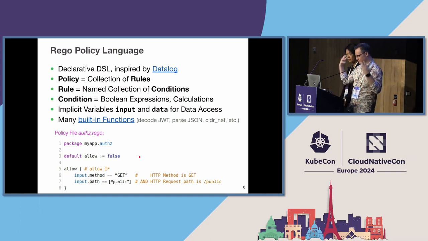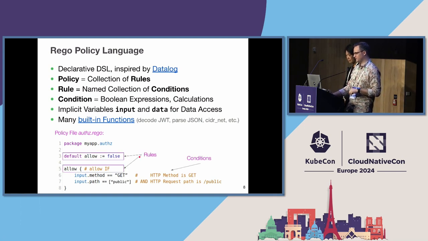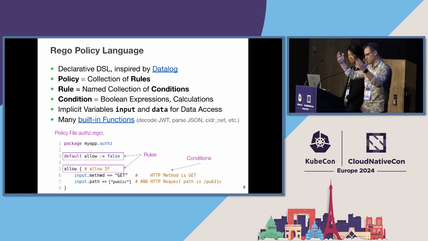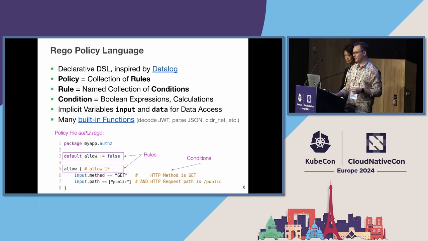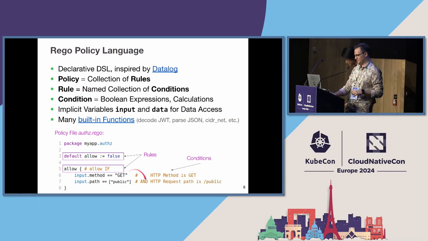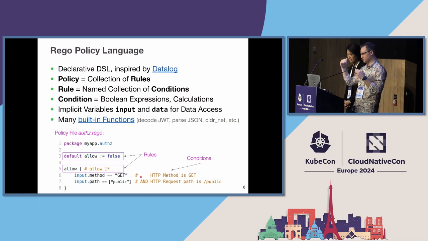This is the Rego language, and it effectively says that we have two rules here with the same name. We have a default rule called allow, which says false. By default, we deny all access. And for a specialization of that, we have a rule that says we allow access if the HTTP request method is GET and the path is public somehow. These are the conditions behind the rule, and those conditions are all combined by the logical operator AND by default.